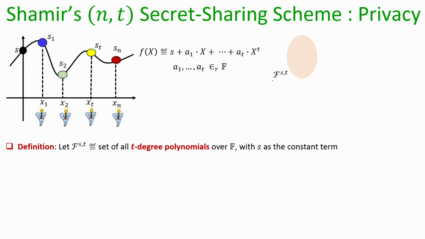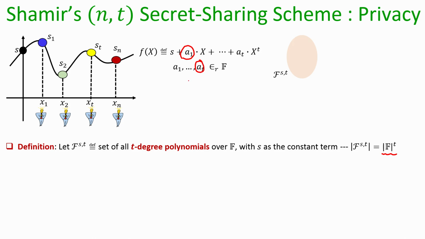So, let me define a set F superscript s comma t to denote the set of all t degree polynomials selected from the finite field whose constant term is the secret s. It turns out that the number of such polynomials of degree t whose constant term is the secret s is nothing but the size of the field raised to the power t, because the number of such polynomials is nothing but the number of candidate a1 values, the number of candidate a2 values, and the number of candidate at values.